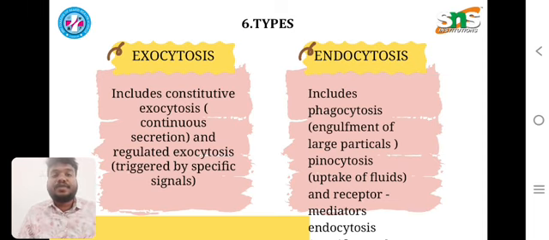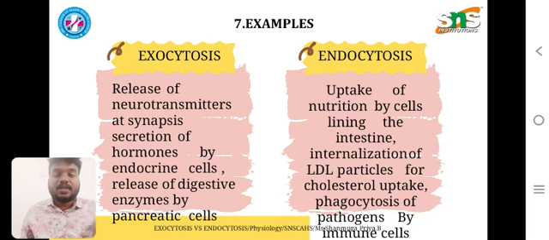There are types of endocytosis and exocytosis. Exocytosis includes constitutive exocytosis, that is continuous secretion, and regulated exocytosis, which is triggered by specific signals, whereas endocytosis includes phagocytosis, an engulfment of large particles, pinocytosis, the uptake of fluids, and receptor-mediated endocytosis. These come under the types.